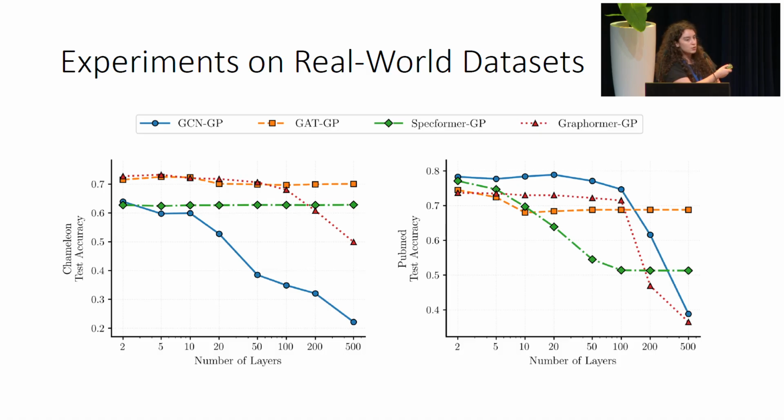Let me also show you some real-world dataset examples. So here we did examples on the Chameleon dataset, which is a benchmark heterophilic dataset, and also PubMed, which is a homophilic dataset, and we plotted the test accuracy over the number of layers. The one you see in blue is the GCN GP, and as you see, the accuracy drops as you increase the number of layers. And if you look at graph transformers, they are rather high.